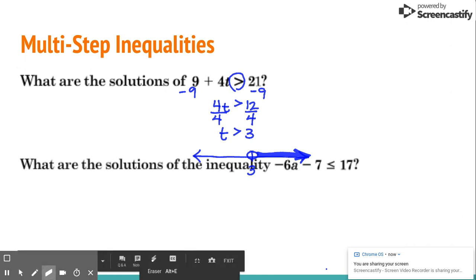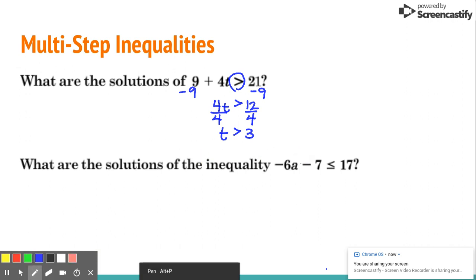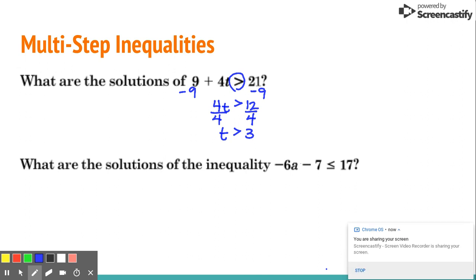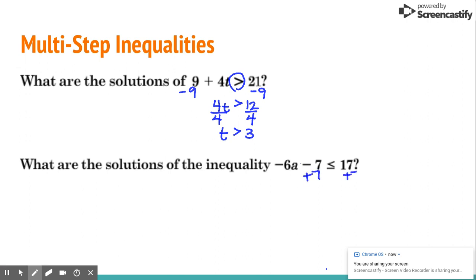So now we have the next one, which I'll have to erase this a little bit. Negative 6a minus 7 is less than or equal to 17. So I'm going to add 7 to both sides. And I get negative 6a is less than or equal to 24.